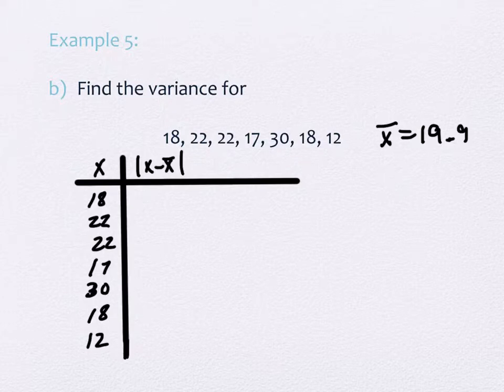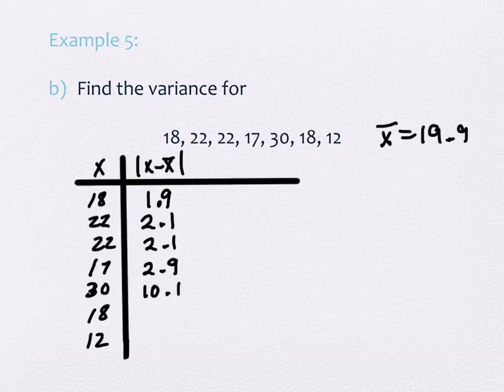I had 1.9, 2.1, 2.1, 2.9, 10.1, 0.9, 7.9. Okay, so just repeated so far, yeah? I'm not adding them together, though.